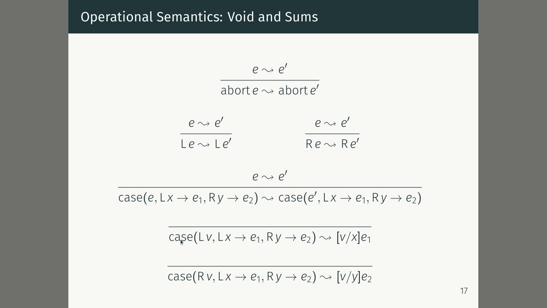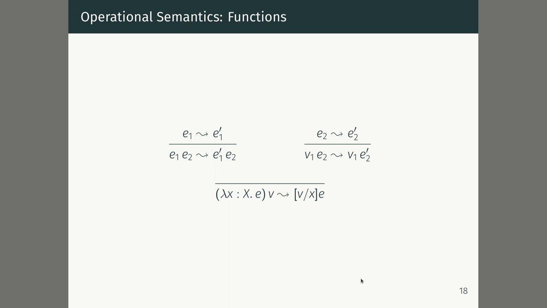And finally, if we are case analyzing a sum value, it's either going to be a left or a right. So if we do case of left of v, then we can say, well, the e1 branch is the branch that we're going to take. And so we can substitute v for x and then evaluate e1. And if instead the scrutinee of the case statement is a right-hand branch, we can throw away the left-hand branch and step to v for y in e2. So this is sort of the semantics of pattern matching as you deconstruct the data.